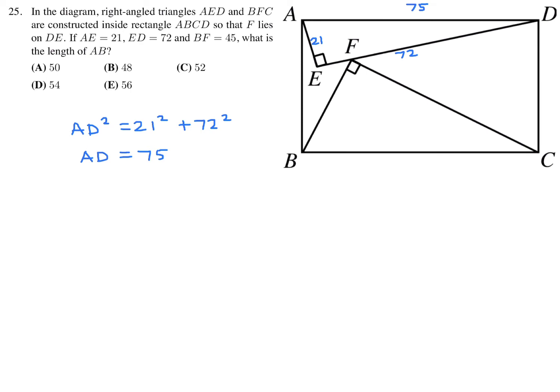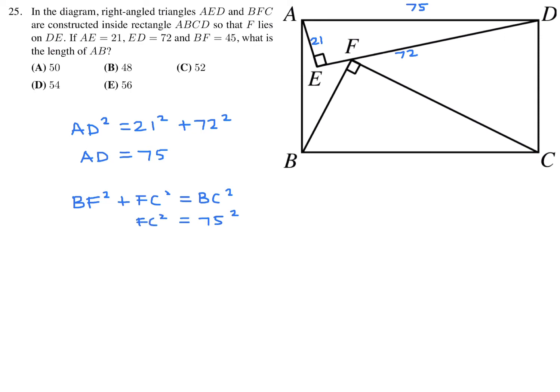All right, anything else that we can figure out? I think so. They give us that BF is 45, that distance right there. And we just figured out that AD was 75, so obviously BC will also be 75 since this is a rectangle. So that will also give us a Pythagorean relationship. We have BF squared plus FC squared is equal to BC squared. And BC is going to be 75 squared.